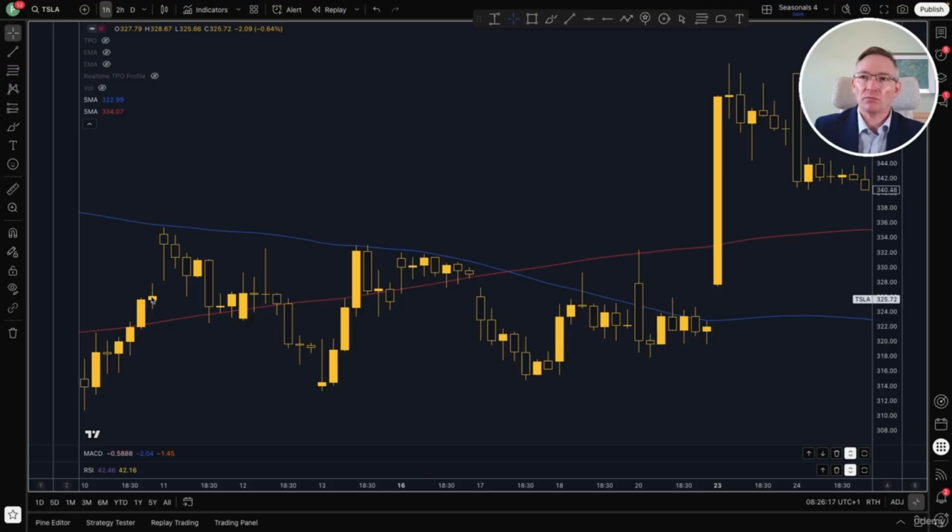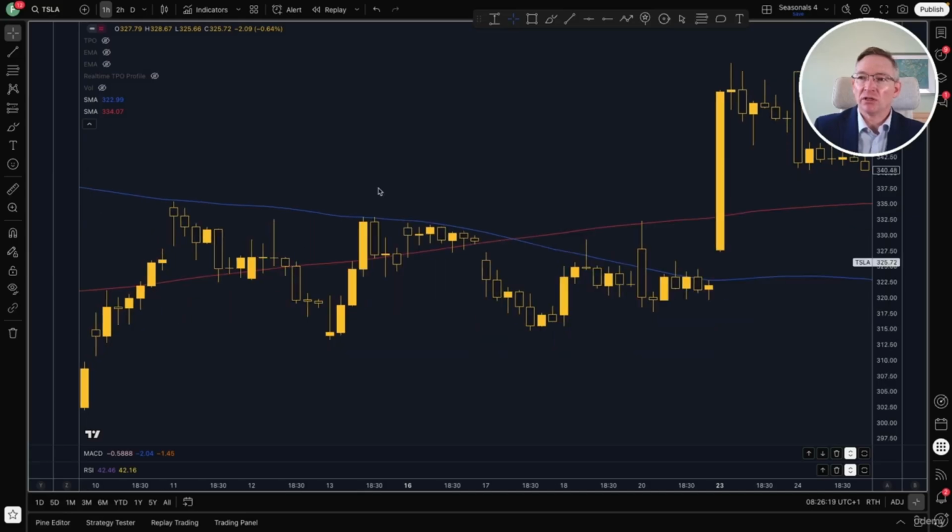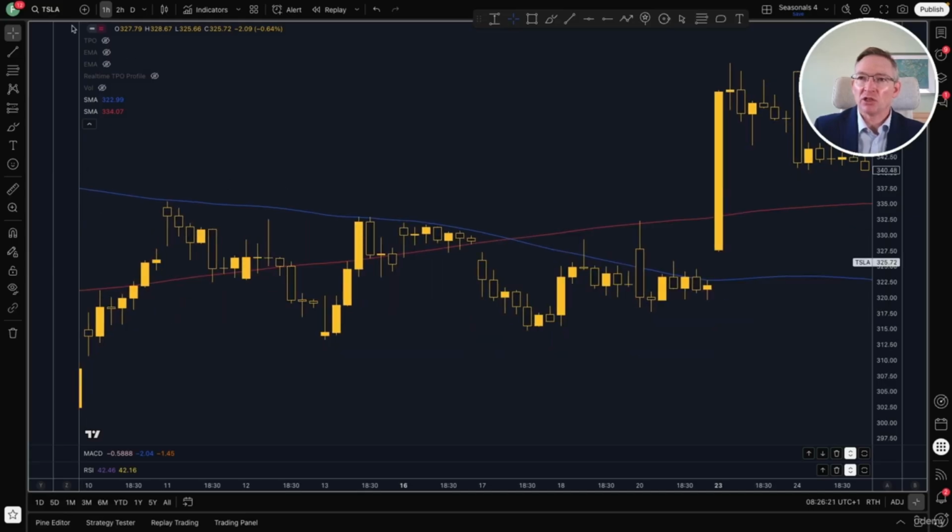So I'm going to break it down into a clear, practical way so you can start applying it to your stock trading right away. Let's jump over to the charts, right? Now, when you look at this chart, this is an intraday chart for Tesla, right?